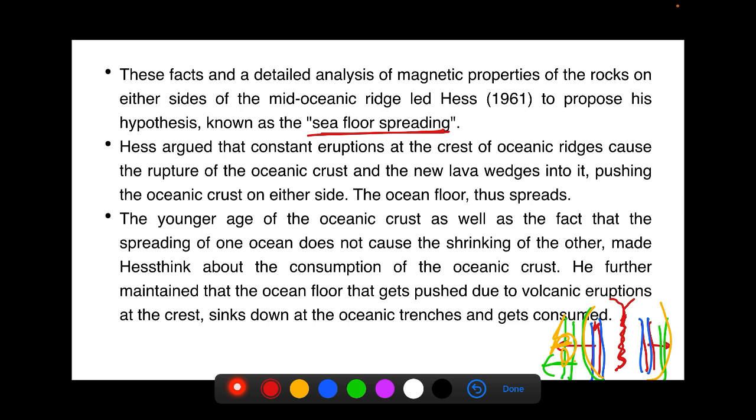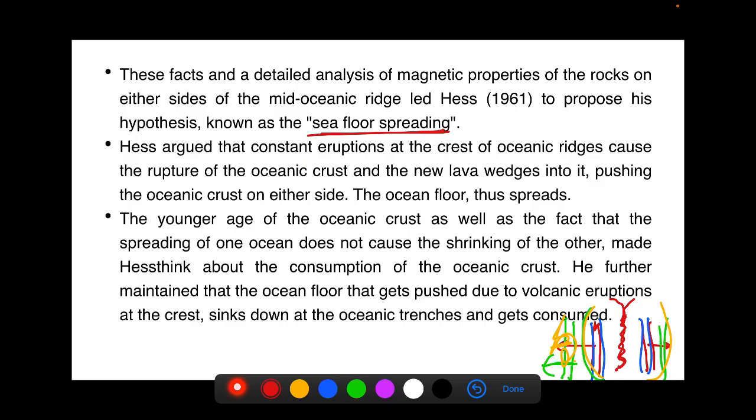Harry Hess argued that constant eruption at the crest of the oceanic ridge causes a rupture of the oceanic crust and new lava wedges into it. So new lava emerges out. It pushes the oceanic crust on either side. It moves the oceanic crust that is already present to a distance, and thus the oceanic floor spreads.